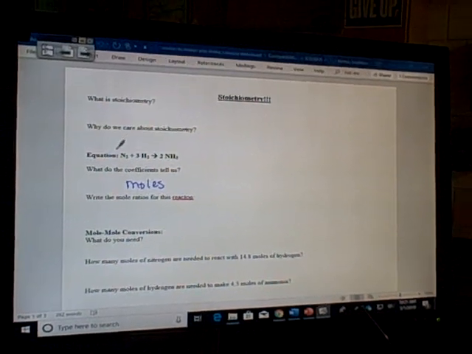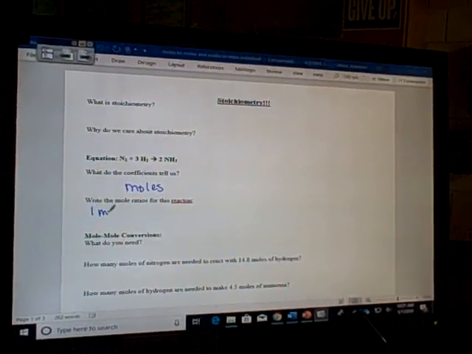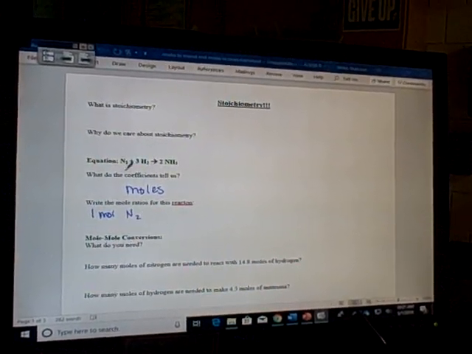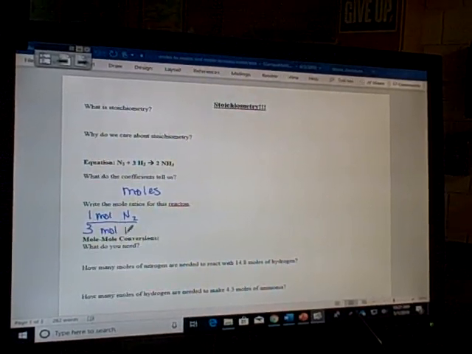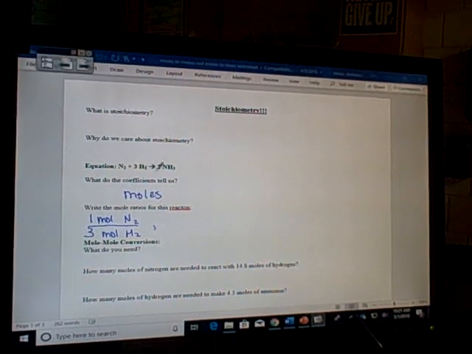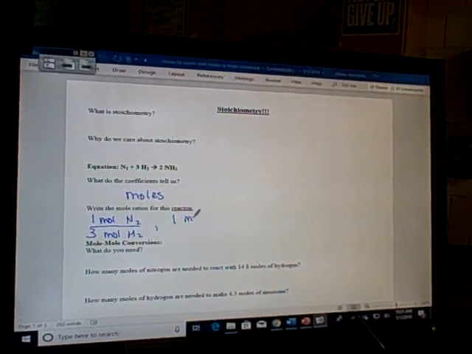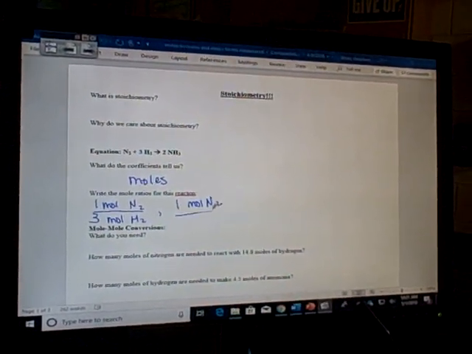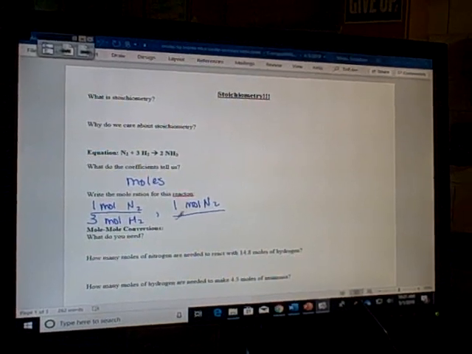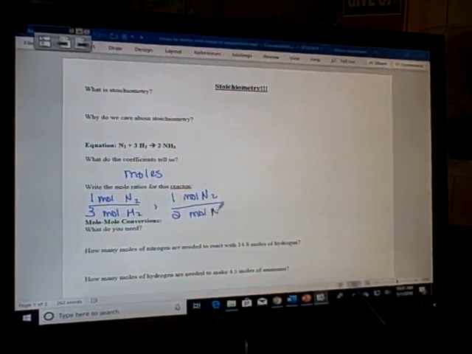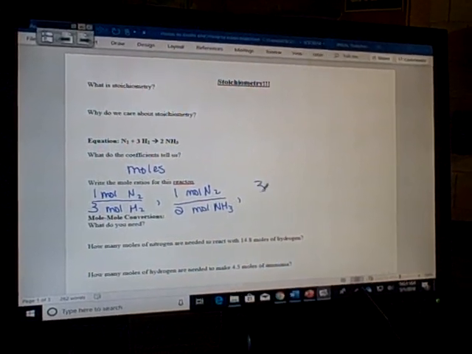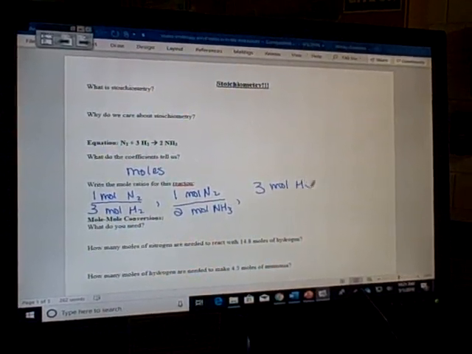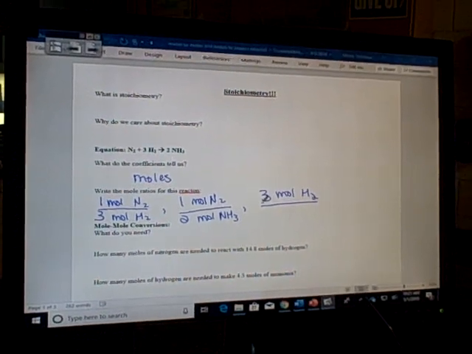So for example, for every 1 mole of nitrogen, right, we need 3 moles of hydrogen. We could also say for every 1 mole of nitrogen, we can make 2 moles of ammonia. And then our last one, we could write a ratio between for every 3 moles of hydrogen, we can make 2 moles of ammonia.